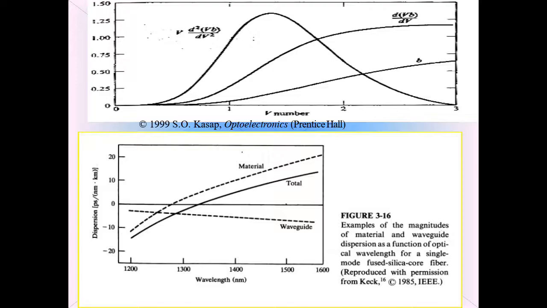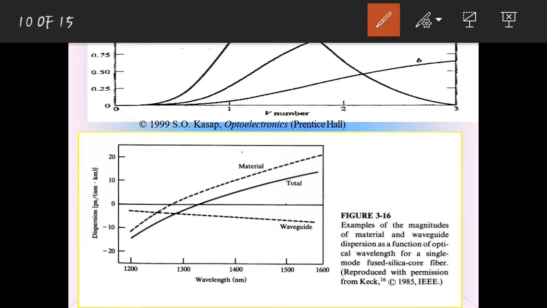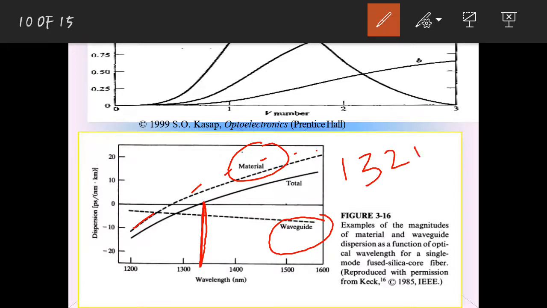The reference has been taken from the Kasap Optoelectronics book published under Prentice Hall. These graphs have been taken from that book. So here you can find two graphs which represent your material and waveguide dispersion. In the first graph, the dotted line shows the material dispersion loss. The waveguide dispersion loss is shown on the downward slope. The total dispersion loss reaches the 0 level at this point, which is going to be 1320 nanometer, and the fiber is a single mode fiber.